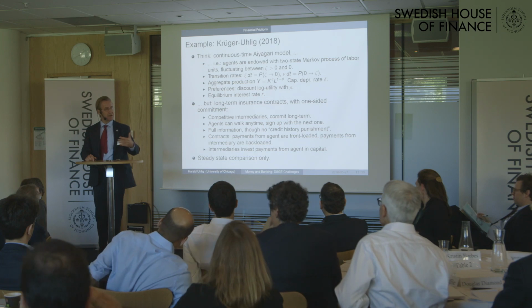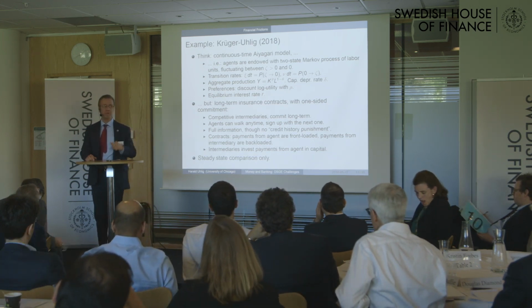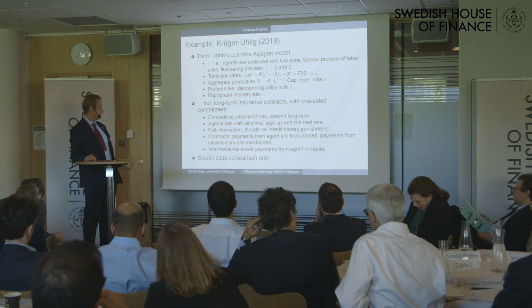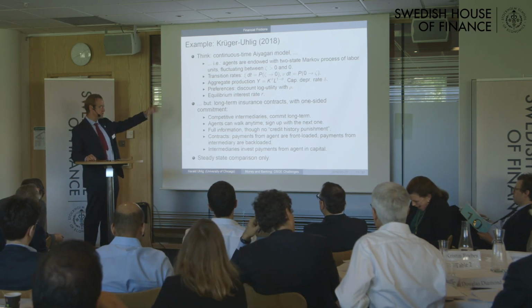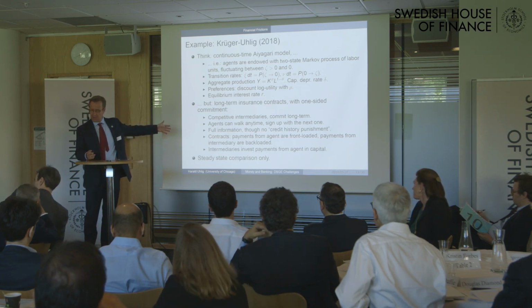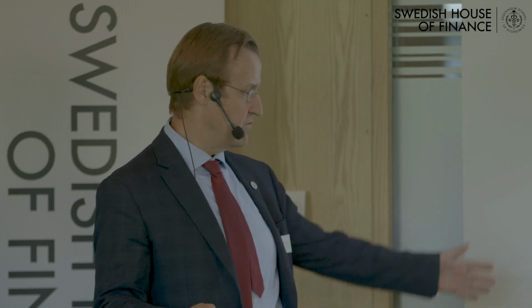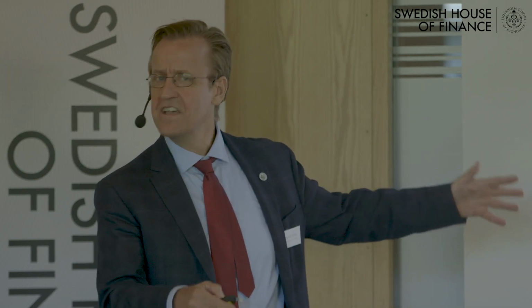So the firms might supply the workers with some insurance, but the workers can't commit to doing their part forever in return. There's full information, no credit history, no punishment. Now what you get when you start thinking about it is that the contracts are front-loaded, and the payments from the intermediary are back-loaded. We got some results for steady-state comparisons. So this is just advertisement for this work. I'm just going to give you a little bit of a taste of what's happening.